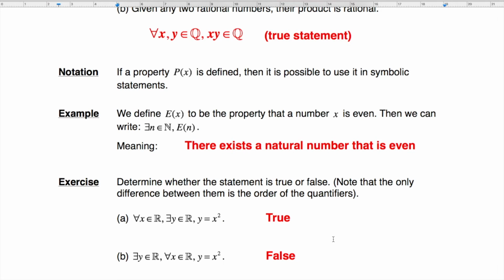So that's what we did today. We saw the two quantifiers and how we can use them in logic.